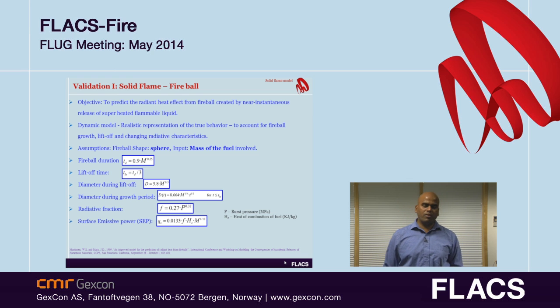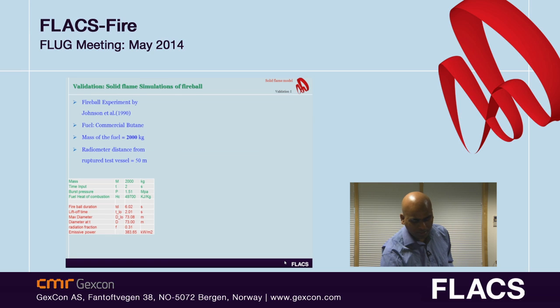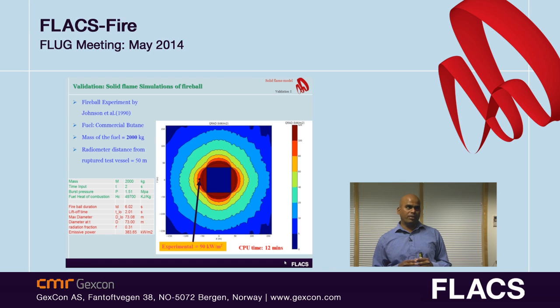My next case of the solid flame model is a fireball, where I used the dynamic fireball correlations to obtain the fireball sizes and surface emissive power. This information I used inside FLACS-Fire to calculate the radiative flux at different locations for the fireball at the maximum diameter. Here the experimental value is about 90 kilowatt per meter square, and the FLACS-Fire prediction is about 100 kilowatt per meter square.